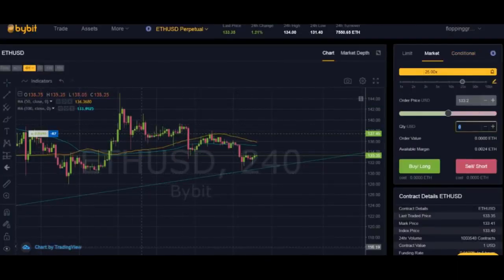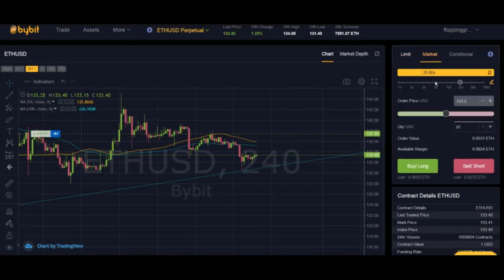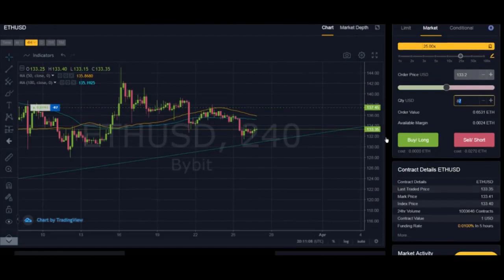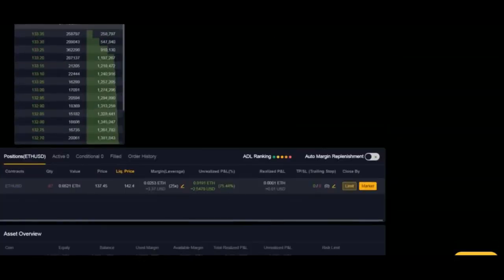So you could just do 87, and since it's a market order, you're not going to put in the price here like you would with a limit order. The market order is just going to get you the best price right now that's available in the order books, and you're also going to pay a slightly higher fee. So we're going to do our 87 contracts, and we could go long right now, and that would cancel our short position, or we could just push this close by market, and let's just do that.